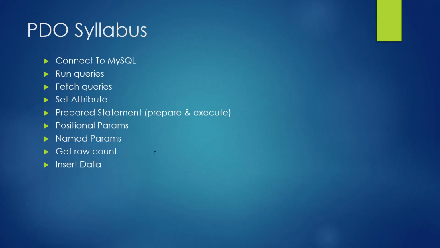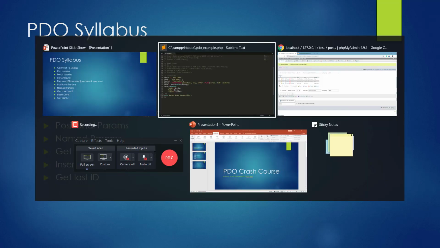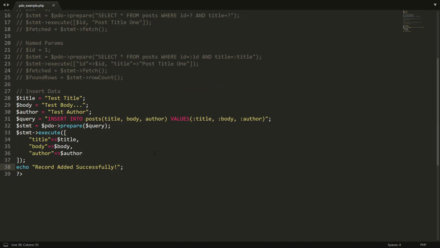So the next one is get the last ID. This is a very useful technique. This is a very useful method to get the last ID. For example, I'm a user on your website, and I go to the sign up page. I sign up myself on your website, and you want to redirect me from the sign up page to the home page, and you want my ID.